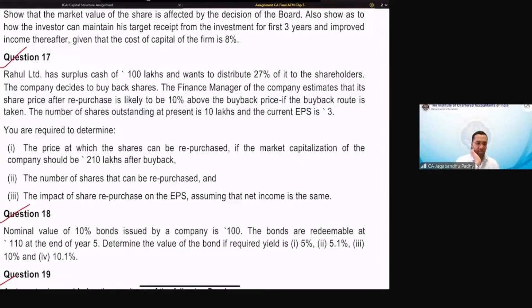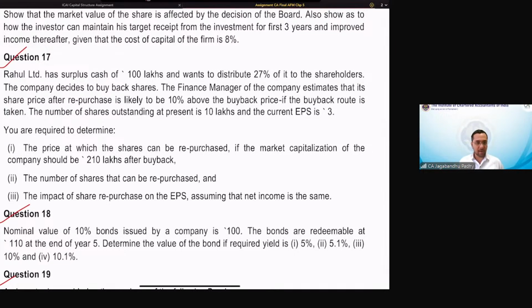If the buyback route is taken, the number of shares outstanding at present is 10 lakhs and the current EPS is 3. You're required to determine the price at which shares can be repurchased, if the market capitalization of the company should be 210 lakhs after buyback. Total market capitalization means the total value of all the shares, so it should be 210 lakhs after buyback, right?